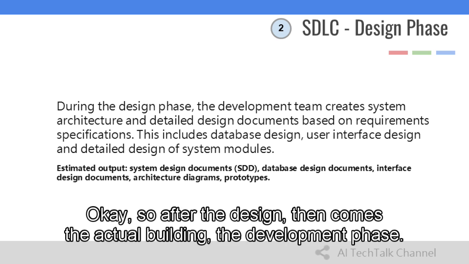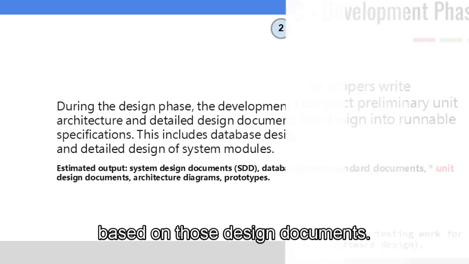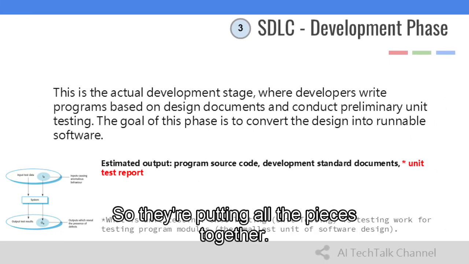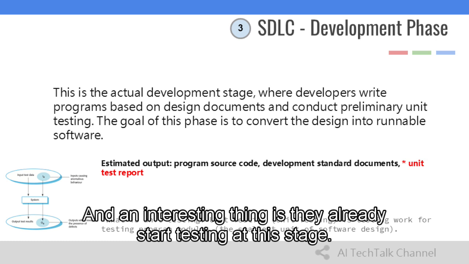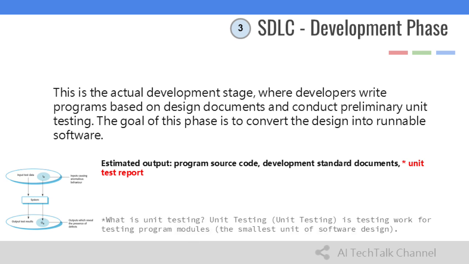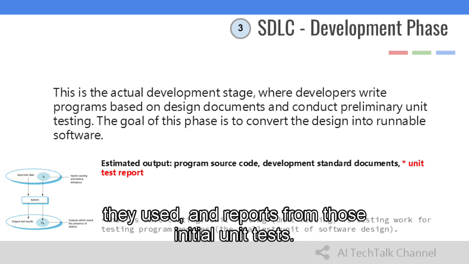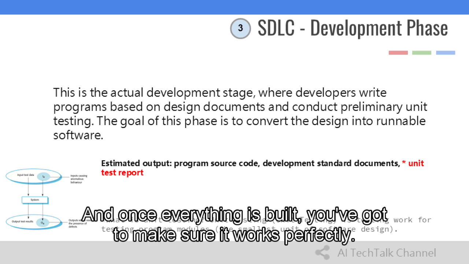Okay, so after the design, then comes the actual building, the development phase. Yeah, this is where the programmers take over and start writing all the code based on those design documents. So they're putting all the pieces together. Right. And an interesting thing is they already start testing at this stage. It's called unit testing. It's like making sure each individual key on your keyboard works before assembling the whole keyboard. Testing as you go makes sense. Yep. And the output: you've got the actual code itself, documentation on the coding standards they used, and reports from those initial unit tests.